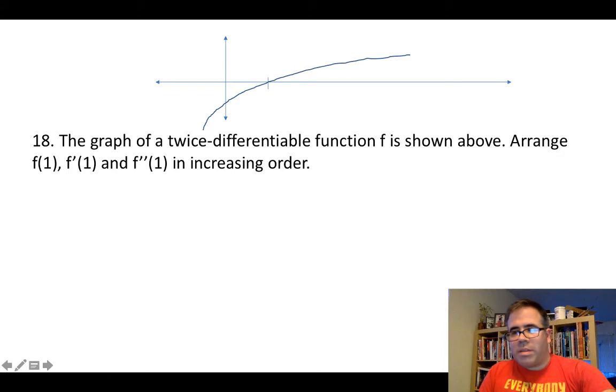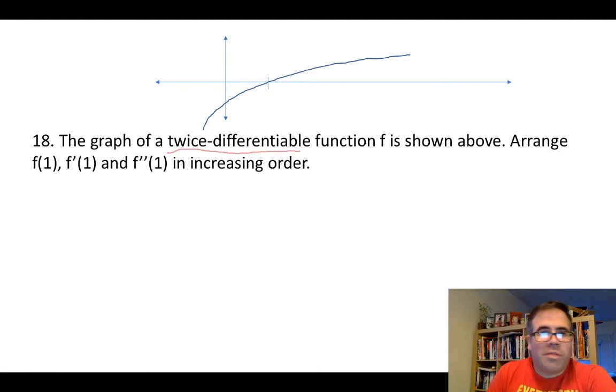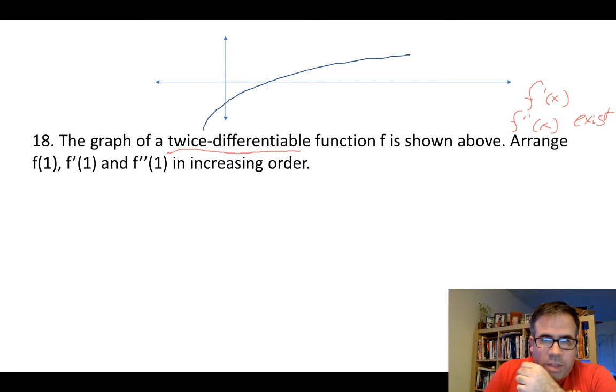All right, this one's got a lot of words. We're gonna have to think about this one a little bit. The graph of a twice differentiable function f, so we have f, and f prime of x and f double prime of x exist. That's what twice differentiable means. We want to arrange f of 1, f prime of 1, and f double prime of 1 in increasing order. So I've called out this is 1.